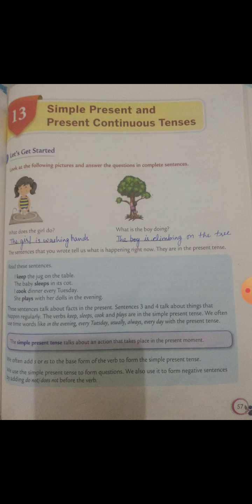Now the simple present tense talks about an action that takes place in the present moment. What does it tell us about? It tells us about the action which takes place in the present moment, such as I am teaching you. So this is happening right now, right? This action is happening right now in the present moment. So it is in present tense. We often add s or es to the base form of the verb to form the simple present tense. In simple present tense, we add s or es to the base form of the word.